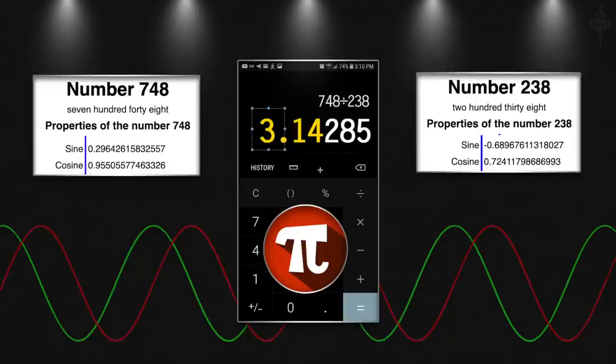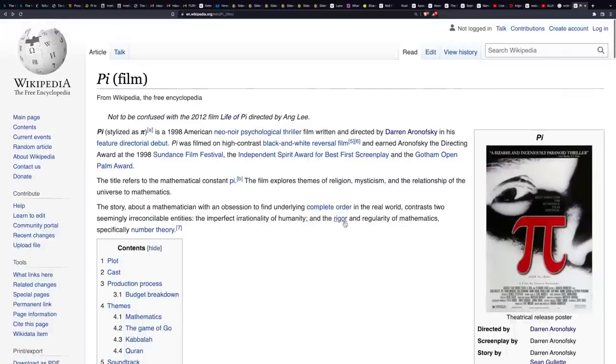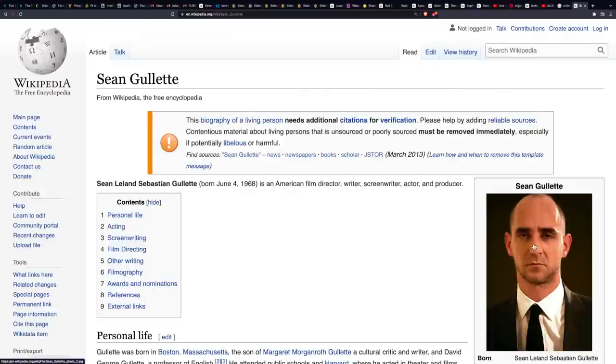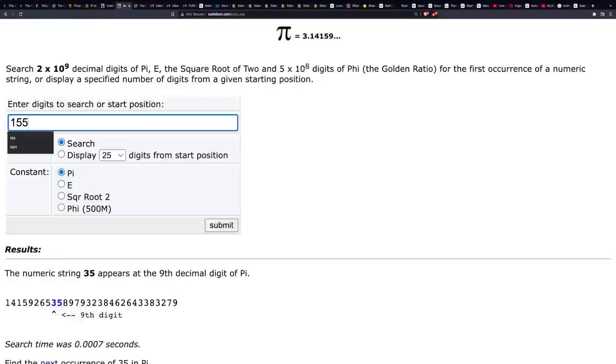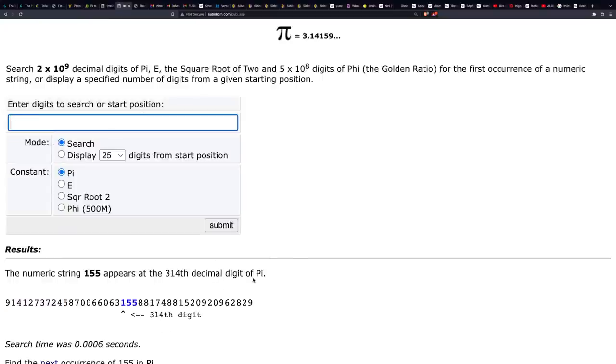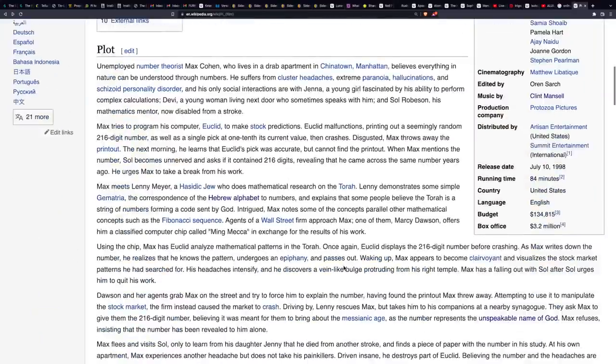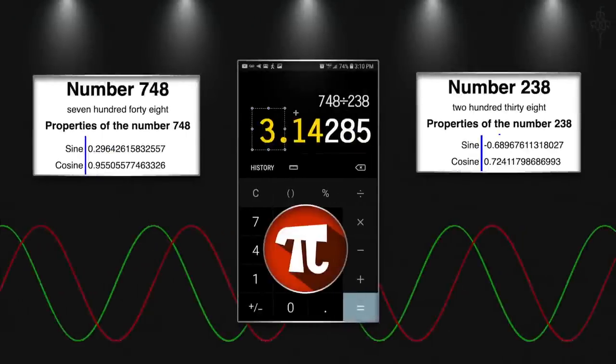But here it is, just from this movie, Pi. This movie is insane when you decode it. The guy, Sean Gullette, this guy right here, was born on the 155th day of the year, June 4th. And when you take that 155, it's pi. You see, it's just crazy how this movie is all tied to pi. But nonetheless, this is the starting point, the 748 divided by 238.